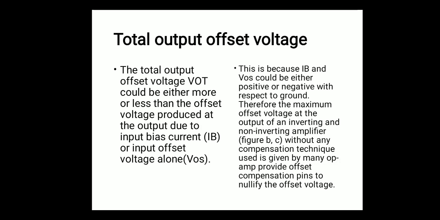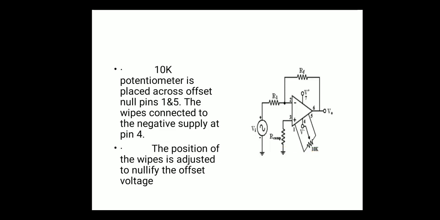compensated by using a wiper. So let us look into this diagram. We use a potentiometer here and we have a wiper. By continuously changing this wiper, we can nullify the output offset voltage. Here we have used a 10K potentiometer across the null pins 1 and 5.